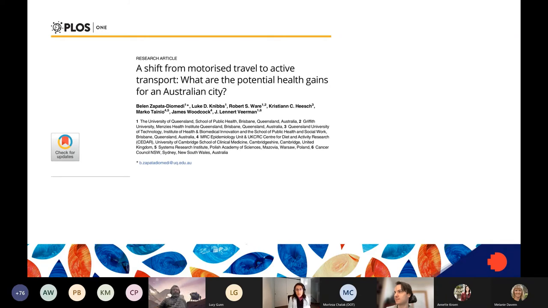conducted for my PhD at the University of Queensland with the supervision of Professor Leonard Bierman, where we assessed the potential health benefits of the city of Brisbane achieving the travel targets that they had at the time, which indicated that by 2026, they were aiming to have 15% of the mode share walking, 9% cycling, and 14% by public transport. I must say, they do not publish travel targets anymore.